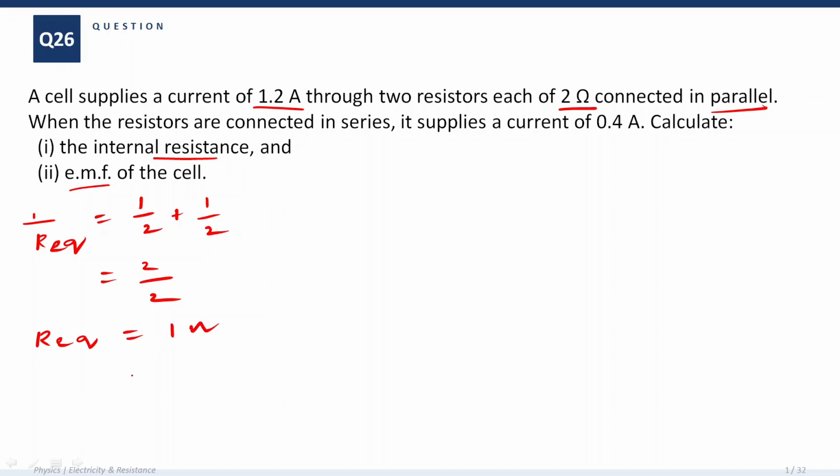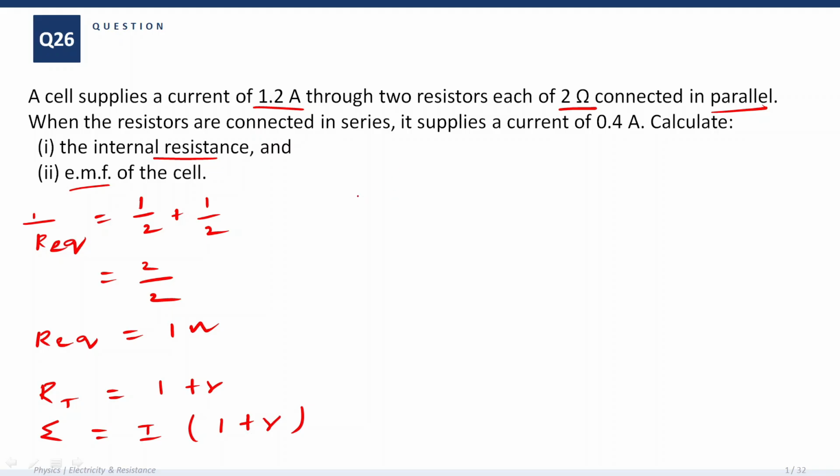There is an internal resistance in the circuit. So I will write here the total resistance equals 1 plus internal resistance R. Then electromotive force equals I times the total resistance, 1 plus R.